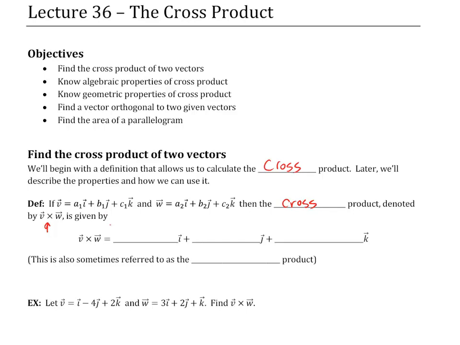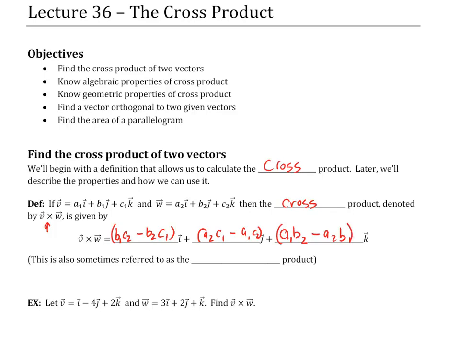It is b1 times c2 minus b2 times c1 as the x component. The y component is a2 c1 minus a1 c2, and the k component, the z component, is a1 b2 minus a2 b1.